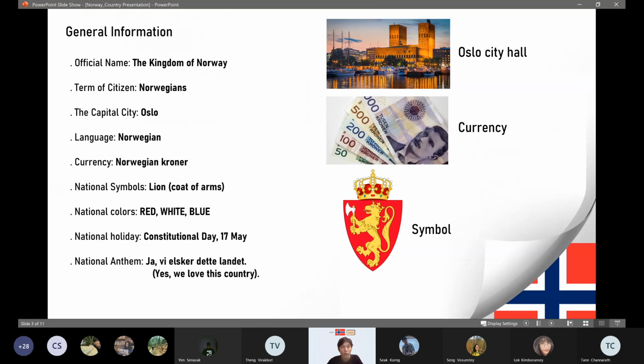The general information: the official name is the Kingdom of Norway. The term for a citizen is Norwegian, and the capital city is Oslo. The language is Norwegian, and the currency is the Norwegian krone. The national symbol is the lion, and the national colors are red, white, and blue, as on the Norway flag. The national holiday is Constitution Day on 17 May, and the national anthem is "Ja, vi elsker dette landet," which we can interpret in English as "Yes, we love this country."